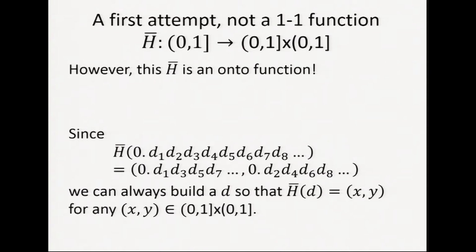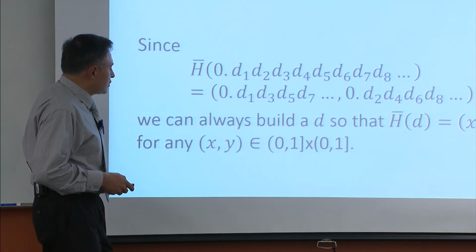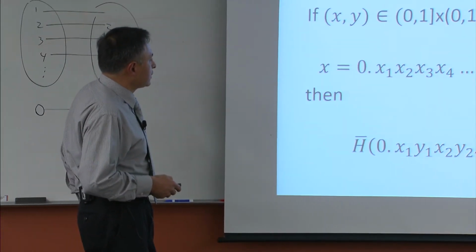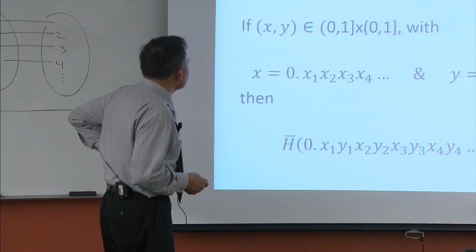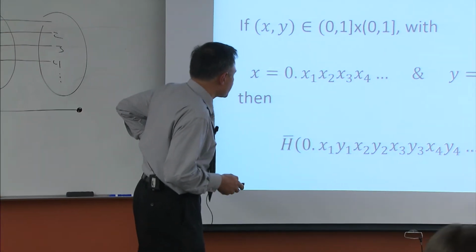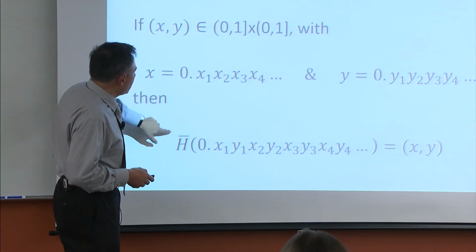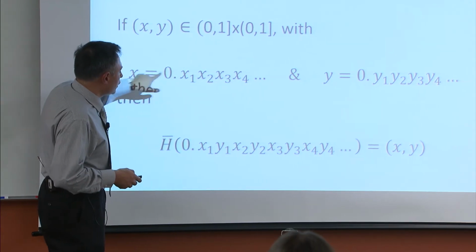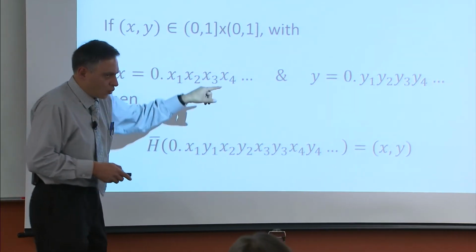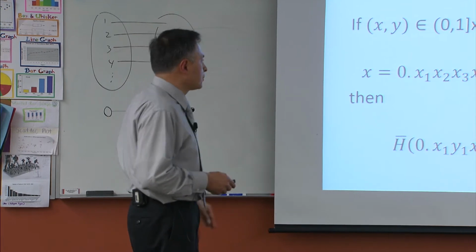The map is onto, because you can always put together any pair by just placing the decimals alternating back into the original decimal. So this was good news, even though it is a failure. Yeah, it is onto. This map is onto because if you have any x and y, you can always build a decimal that goes to the pair (x, y). This map is not one-to-one, but it is onto.